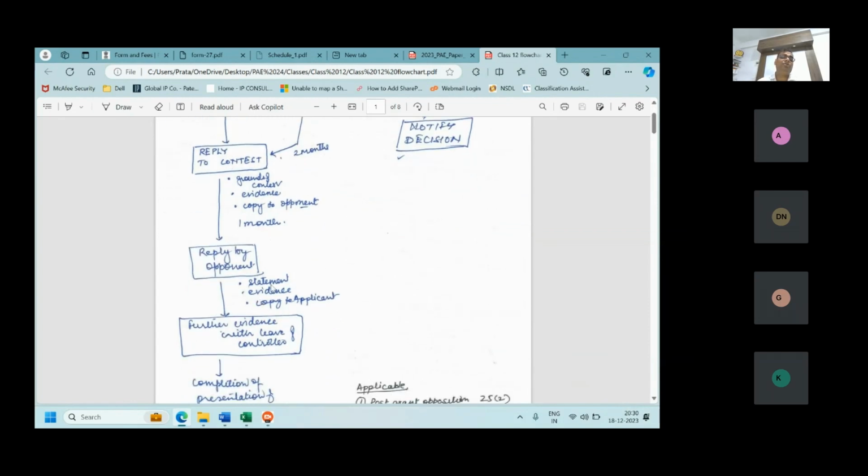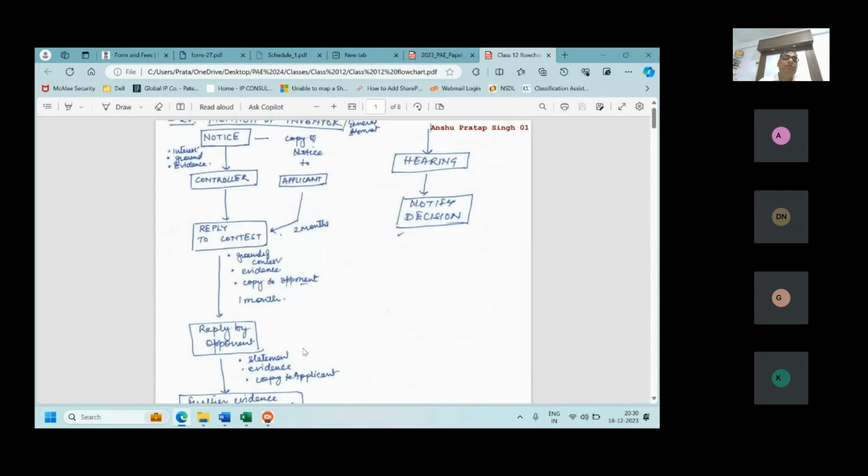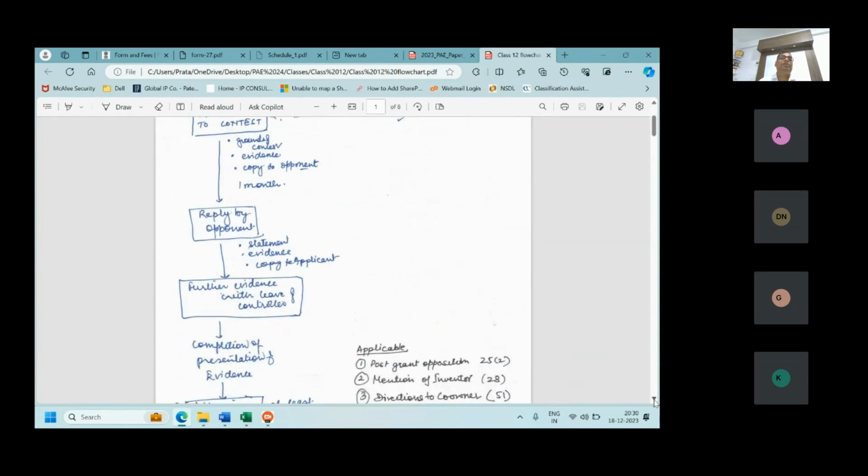When this reply is made, it will have a statement about the opposition and the evidence. Again, he will send the copy to the applicant. Then comes the third part, which is the further evidence.